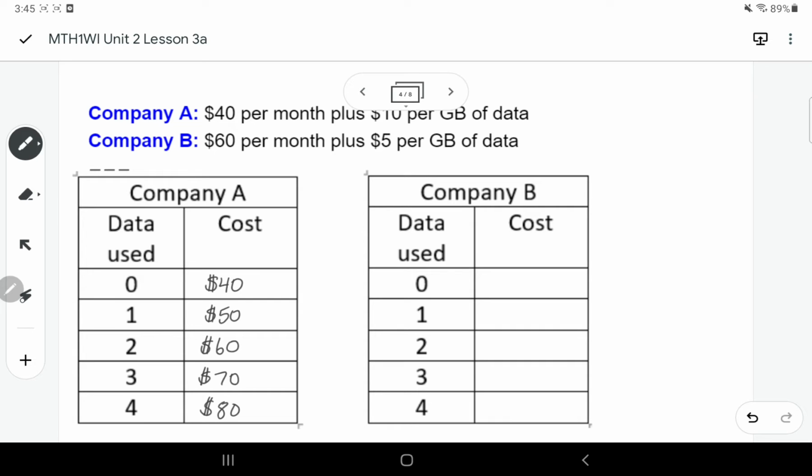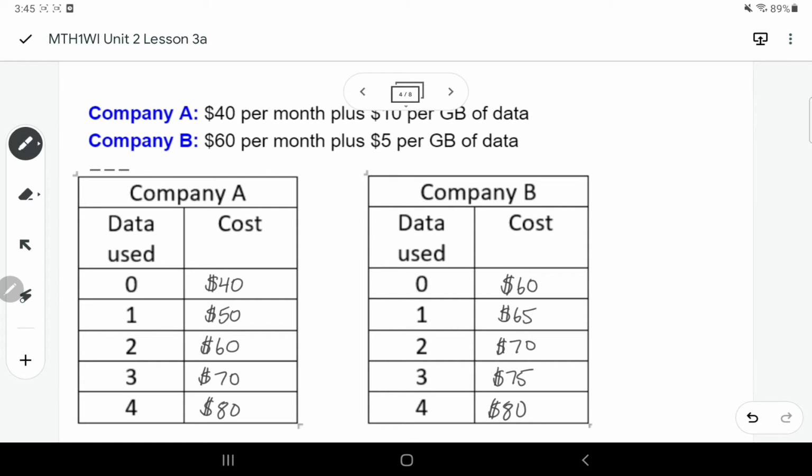If she chose Company B, this is like a Rogers versus Bell. I have no idea which would be which, but the base price is $60 a month. So it's like a much, much more expensive plan, but then she doesn't pay as much per gigabyte of data. So here she pays $65 if she used 1. $60 plus 5 times 2 is 70. 75 and 80. So we could fill in the table.